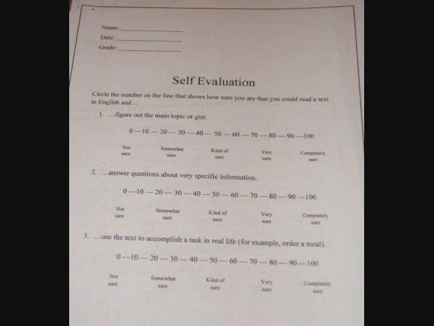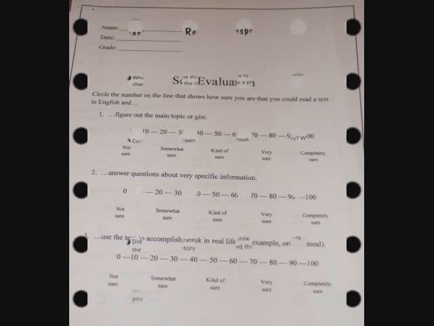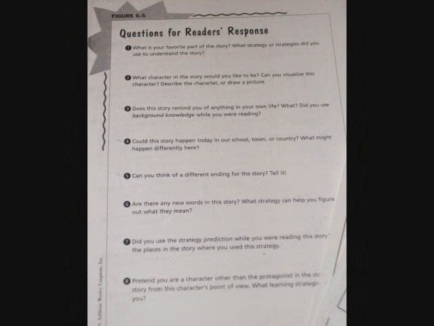Explaining the goal of the activity and the directions. Once again, allowing them an opportunity to fill out the self-evaluation, as demonstrated in the picture. And allowing them an opportunity to review the questions on the reader response form. These questions, like mentioned, are generic to any story that you may choose and can be easily applied.